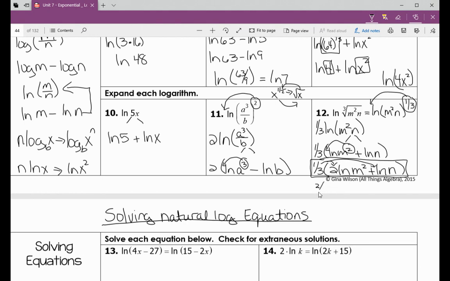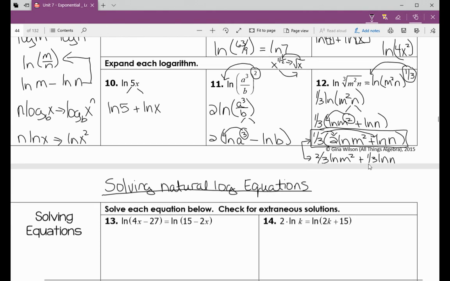So you may have to type in 2/3 natural log of m squared plus 1/3 natural log of n. I cannot tell you which version that MathXL is going to want, because sometimes it wants what's in the box and sometimes it wants what's under the box. So please make sure that you pay attention to that.